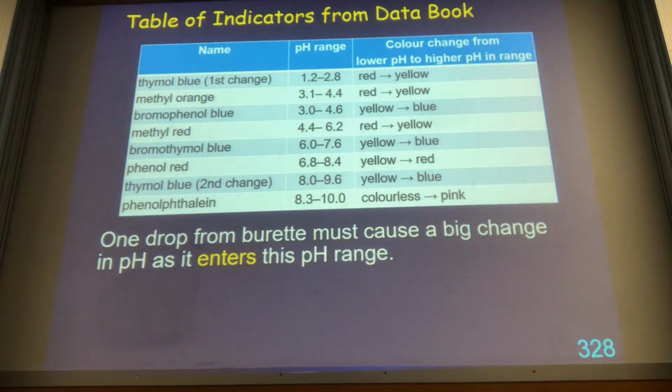You have a lovely table of indicators from your data book. So I suggest you get that out now and open it up, as the work that we're doing for the next few minutes will be coming from that table of indicators. Now, what you're after is a scenario where adding 1 drop of solution from the burette causes a significant change of pH as it enters this pH range.